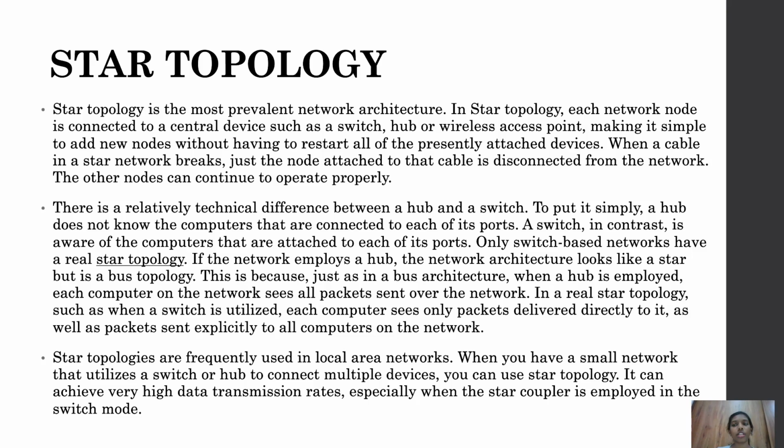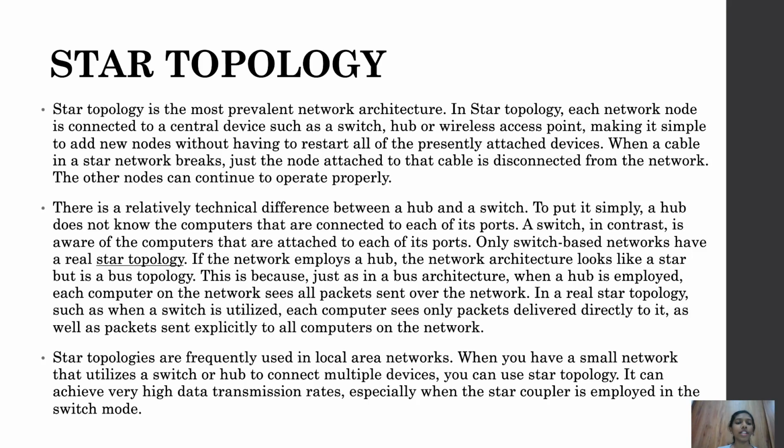In the star topology, each network node is connected to a central device such as a switch, hub or a wireless access point, making it simple to add new nodes without having to restart all of the presently attached devices. When a cable in a star topology breaks, just the node attached to the cable is disconnected from the network. The other nodes can continue to operate properly.